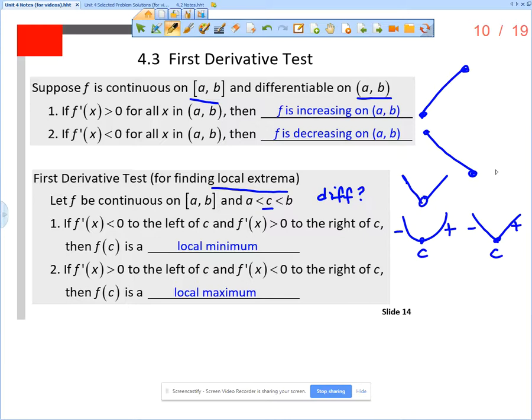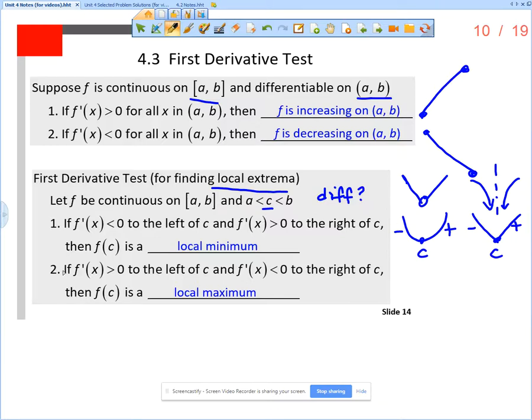Or what about if it was like an asymptote? So f prime is negative here, f prime is positive here. So we cannot say that f of c is a local minimum, even though the derivative goes from negative to positive, right? Because there is no point there, right? So it must be continuous, but it need not be differentiable.